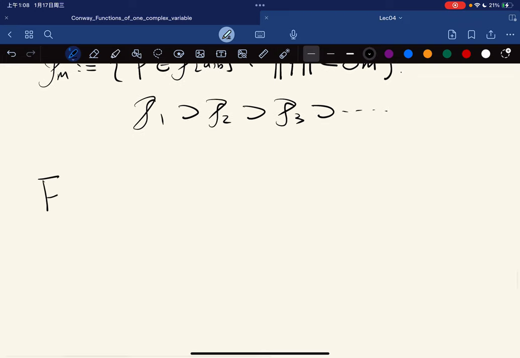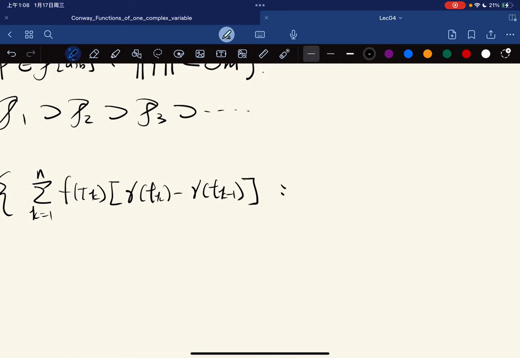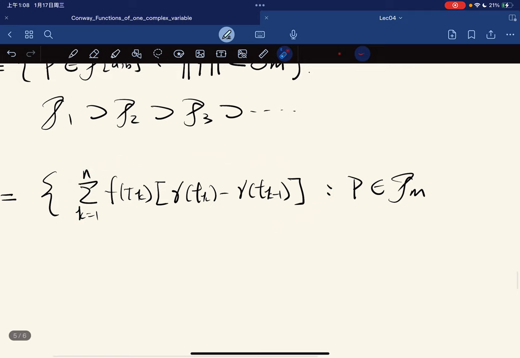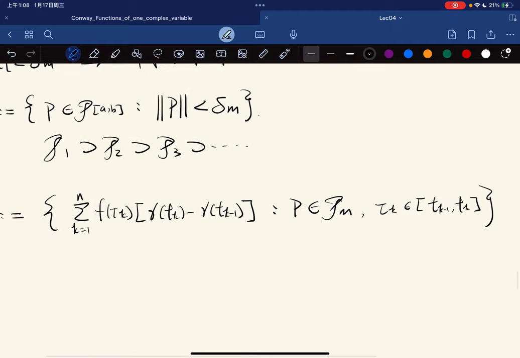Now we define F_m to be the set of all sums of the form the sum of f(tau_k) times (gamma(t_k) minus gamma(t_{k-1})), k going from 1 to n, such that the partition P is in P_m, and as usual tau_k is in the subinterval. F_m is defined to be the closure of this set.